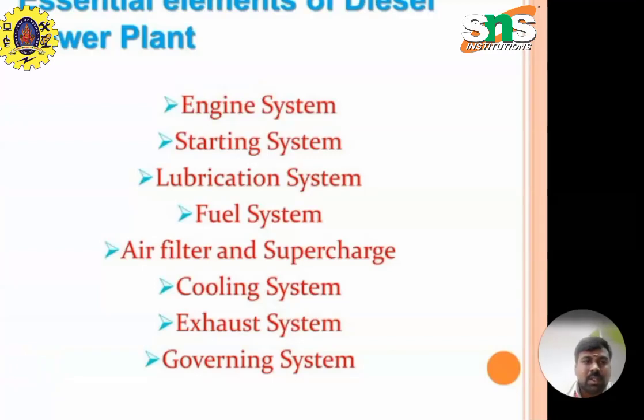Hello everyone. So in this session, let us discuss the essential elements of a diesel power plant. These are the most important elements: engine system, starting system, lubrication system, fuel system, air filter and supercharging, cooling system, exhaust system, and governing system. These systems play a vital role in the better performance of a diesel engine.